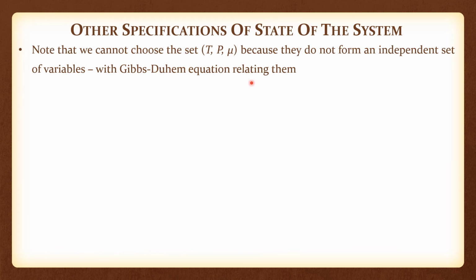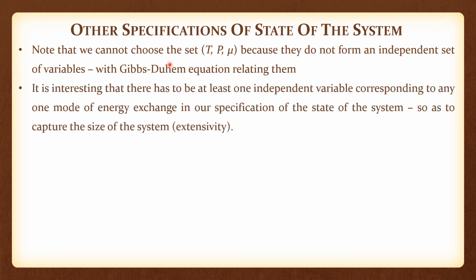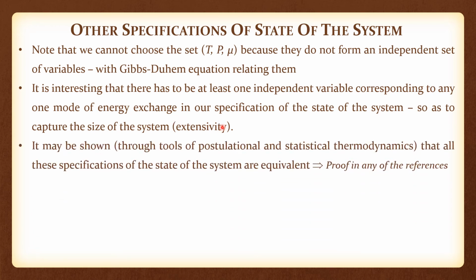So again, note that we cannot choose T, p, mu because they do not form an independent set. The Gibbs-Duhem equation relates them. It is interesting that there has to be, therefore, at least one independent variable corresponding to any one mode of energy exchange in our specification of the state of the system, so as to capture the size of the system, or extensivity. This was something that we discussed. It may be shown that all these specifications of the state of the system are equivalent.